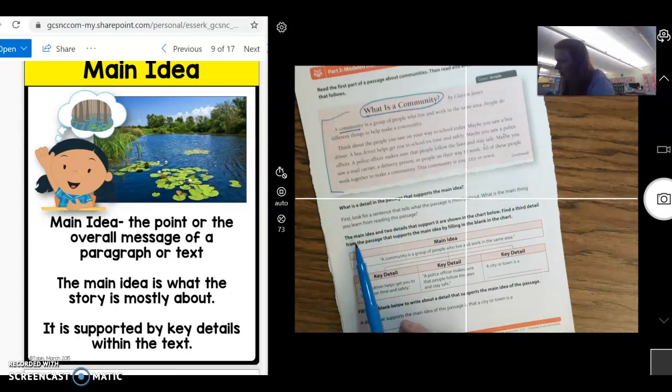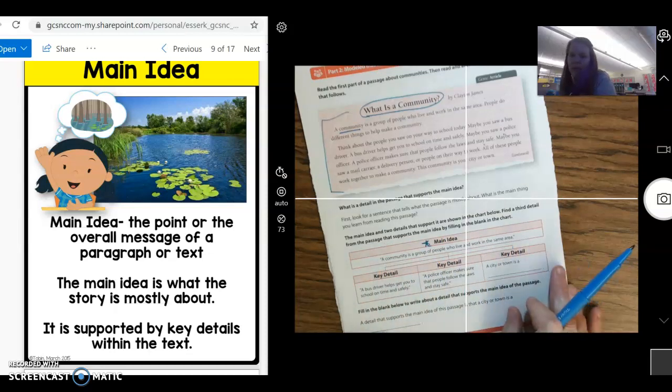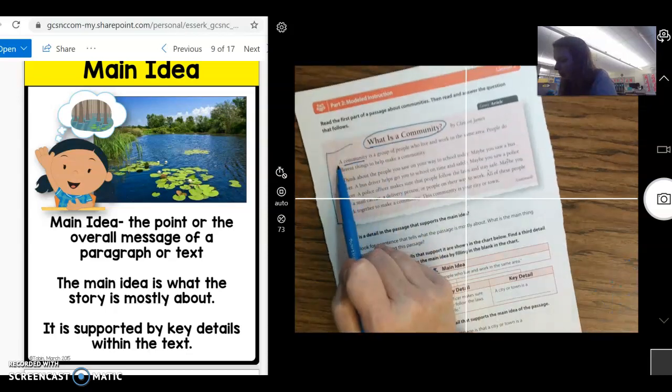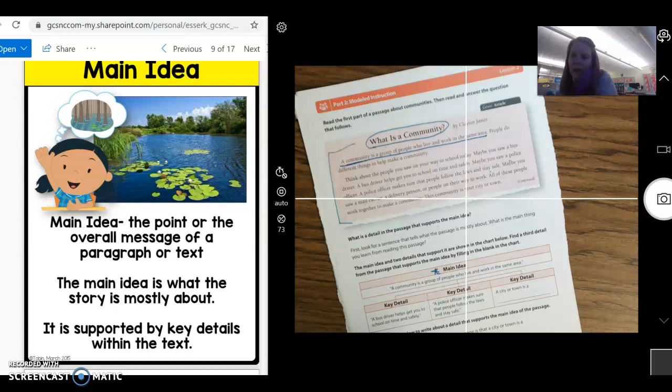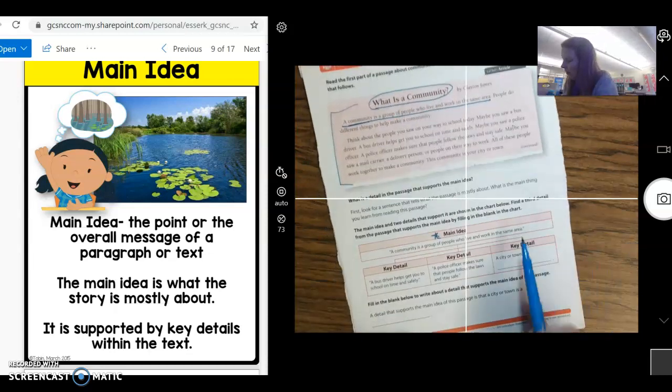Okay, so the main idea and two details that support it are shown in the chart below. Find a third detail from the passage that supports the main idea. So let's look right here. The main idea, it tells us, is a community is a group of people who live and work in the same area. And again, it was our first sentence, which usually happens with main idea. Okay? All right, let's see what they put.